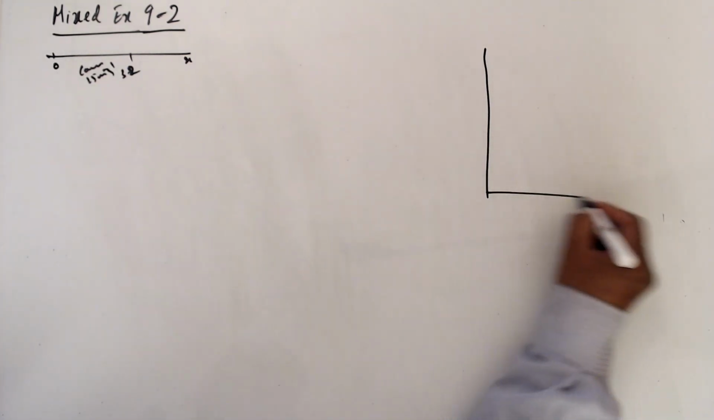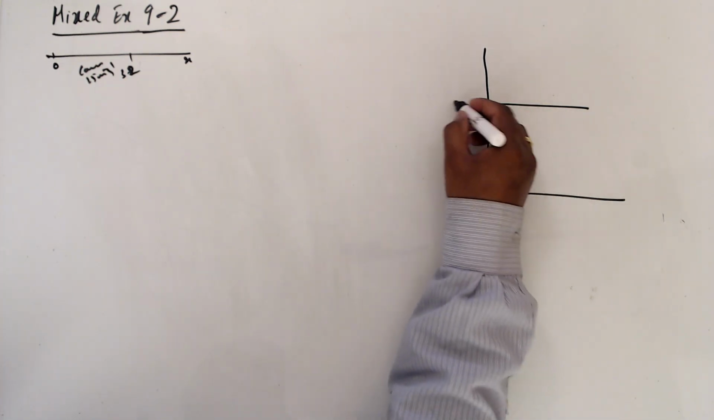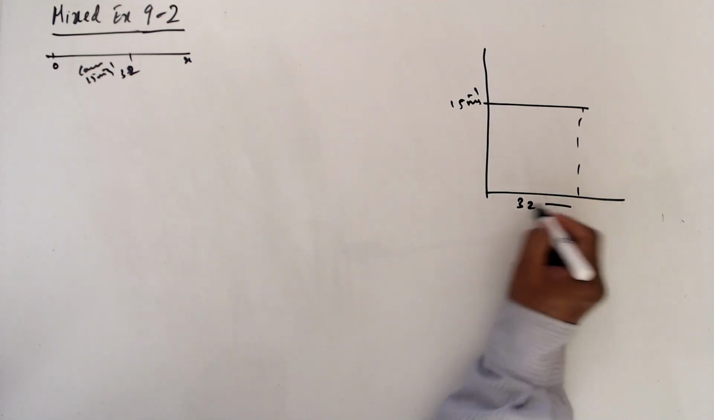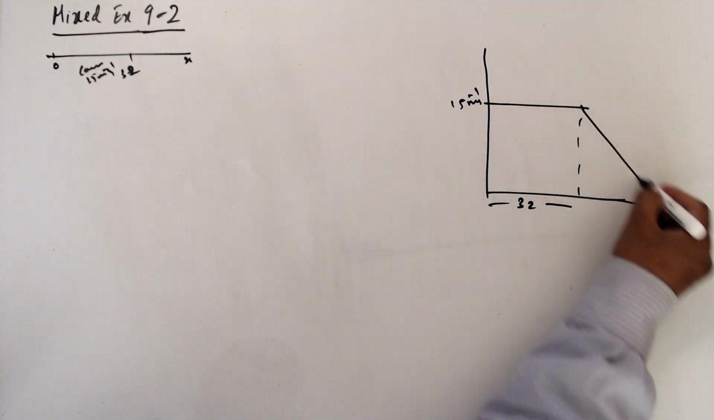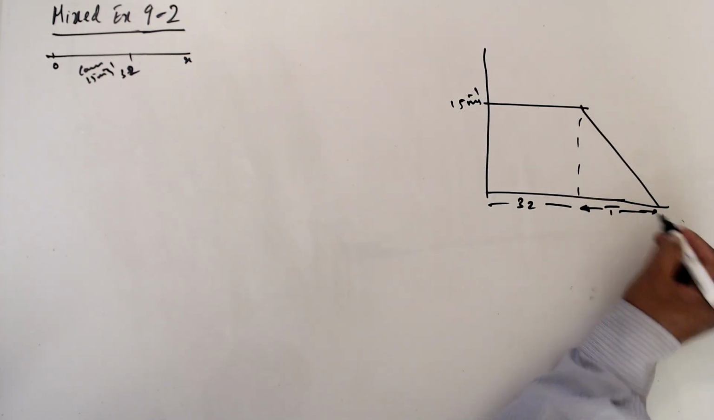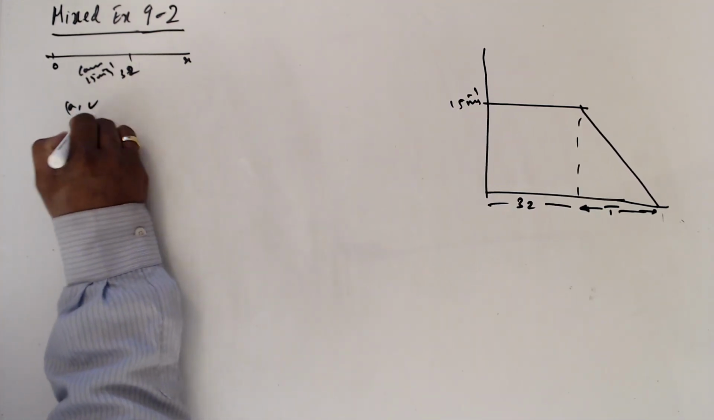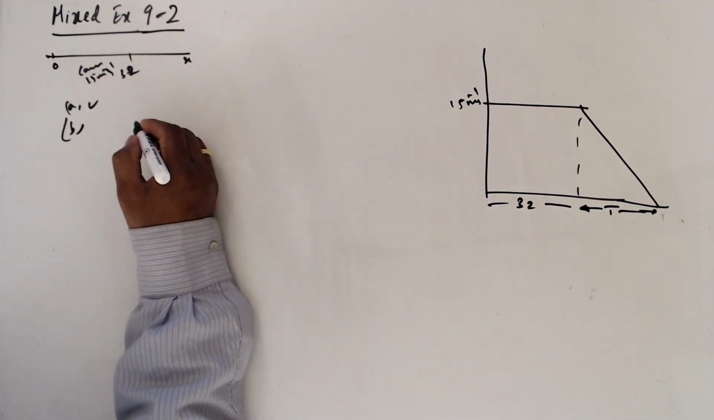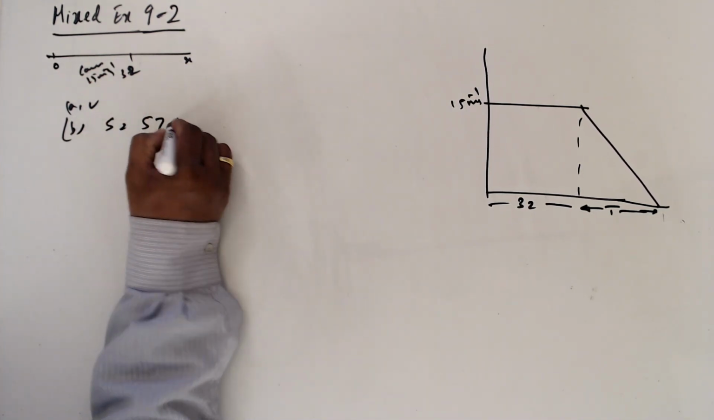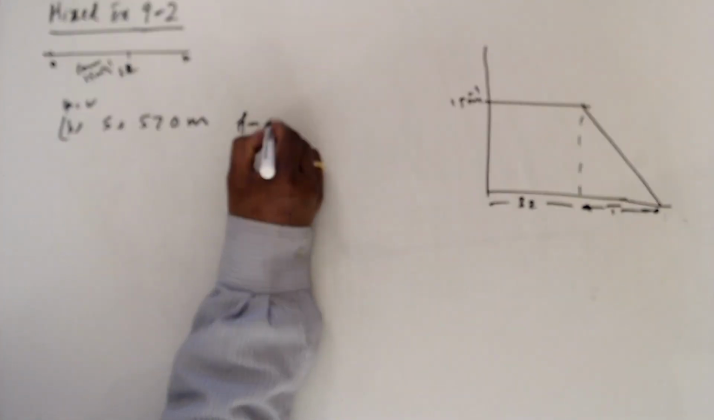From the starting point it is 15 m/s, and this is 32, and after 32 seconds it will decelerate for T seconds, and after T seconds it will come to rest. So A is done. B, the total distance traveled by the particle is S equals 570 meters. So find T.